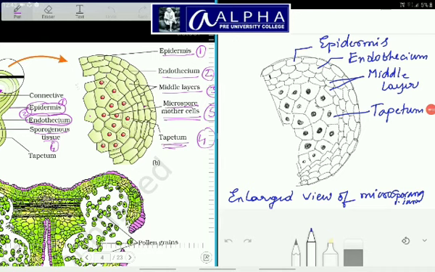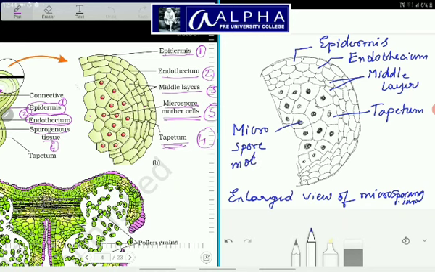Students, I missed one thing. You shall label the microspore mother cells here. Microspore mother cells. Okay, you shall not miss any of the labelings given in your textbook.